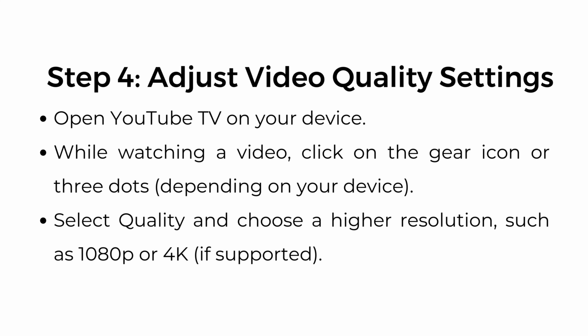Step number 4, adjust video quality settings. Open YouTube TV on your device. While watching a video, click on the gear icon or 3 dots, depending on your device. Select quality and choose a high resolution such as 1080 or 4K if supported.